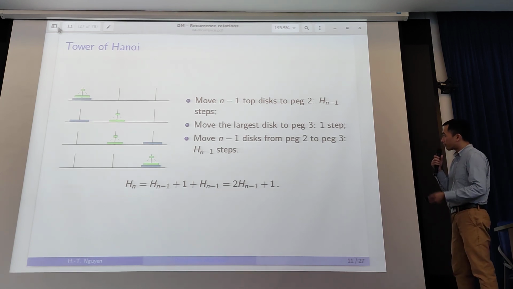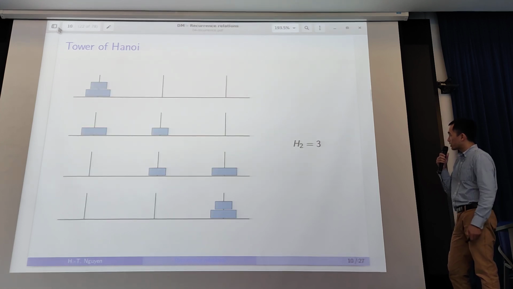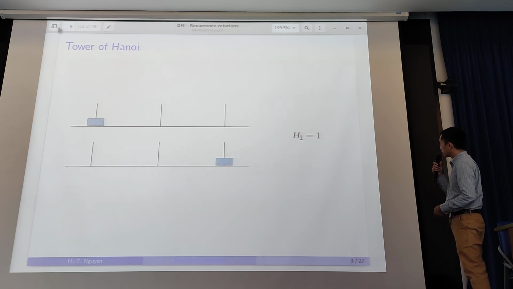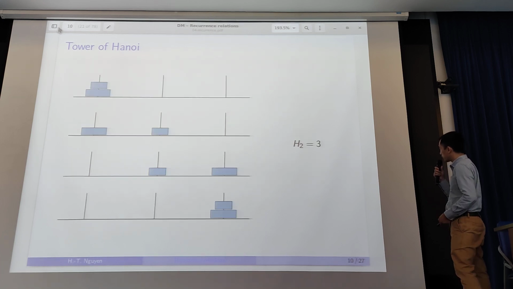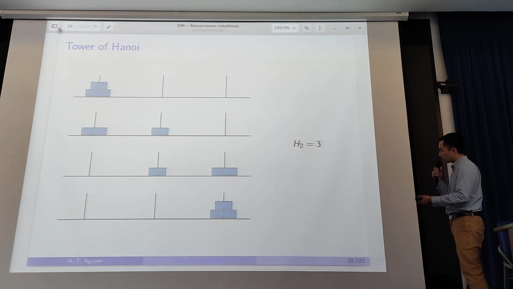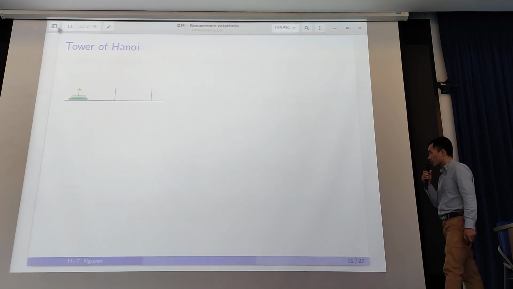Okay? So you can verify with the smaller examples here. So here you can see that H(1) is equal to 1, H(2) is 2 times 1 plus 1, so you get 3. And if you continue with 3 discs, you will find that H(3) is equal to 7.